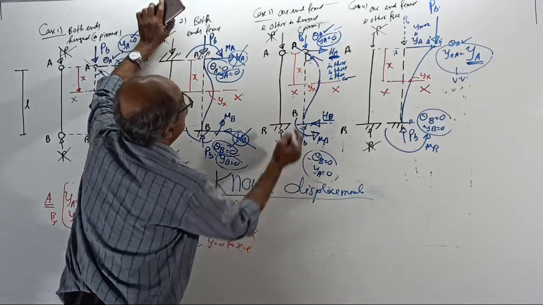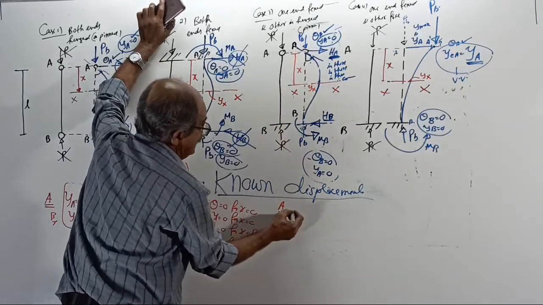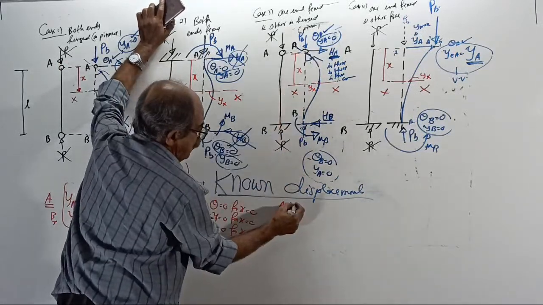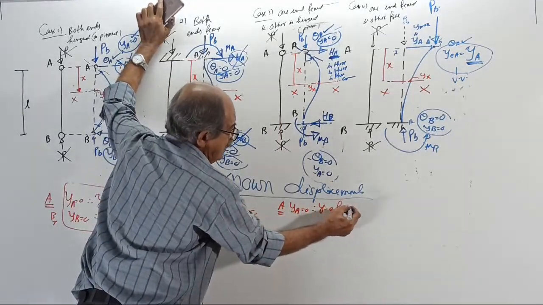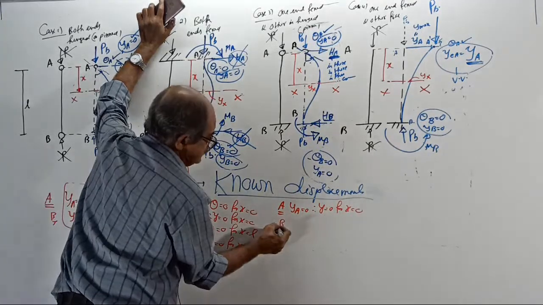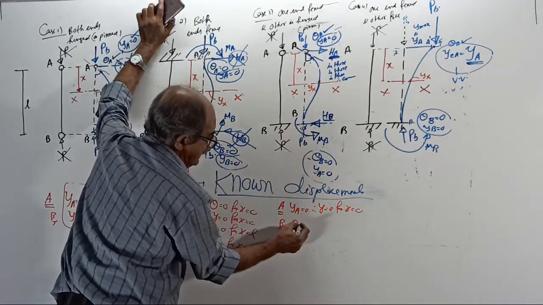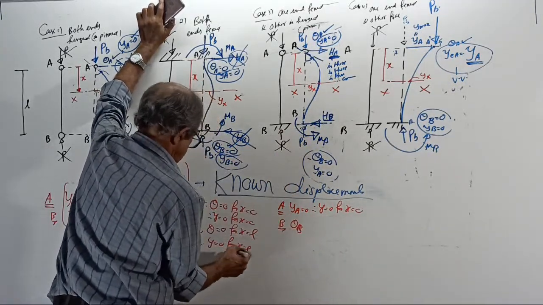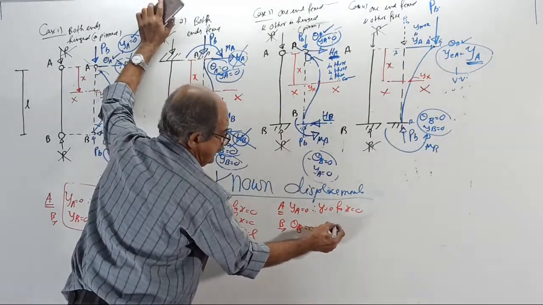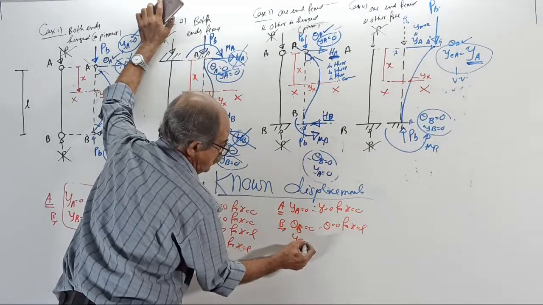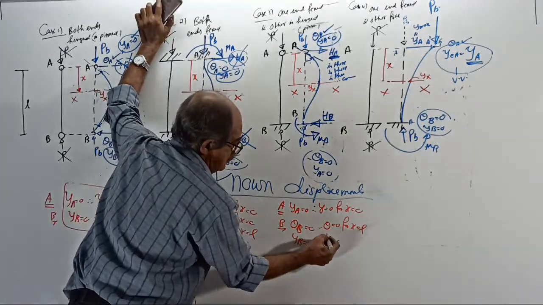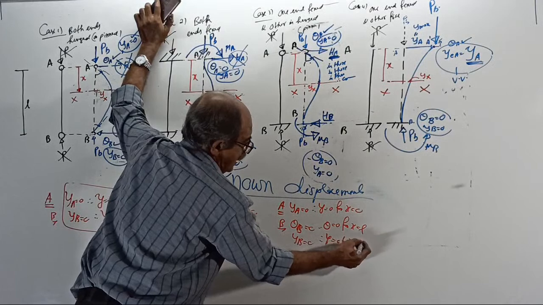Third case. Point A, theta is there. YA equal to 0. Therefore, Y becomes 0 for X equal to 0. Then at the point B, theta B equal to 0. Therefore, theta equal to 0 for X equal to L. Deflection at B is 0. Therefore, Y becomes 0 for X equal to L.